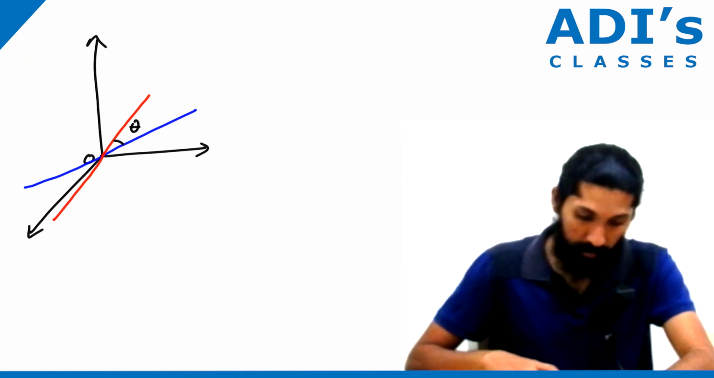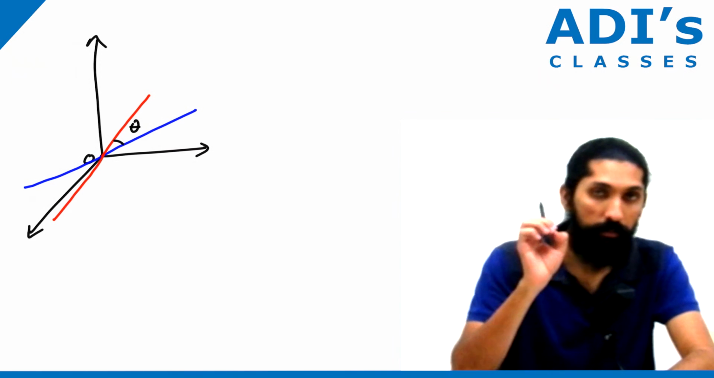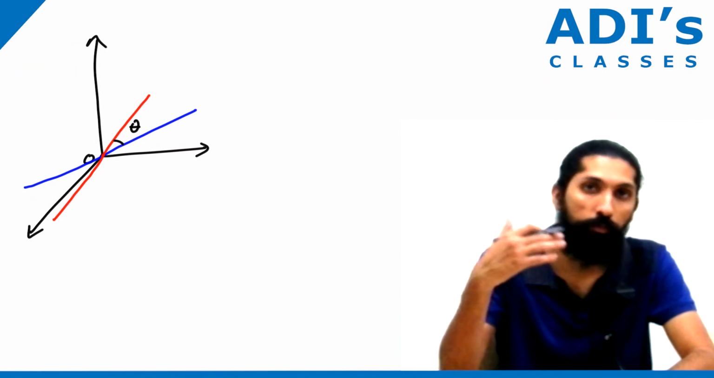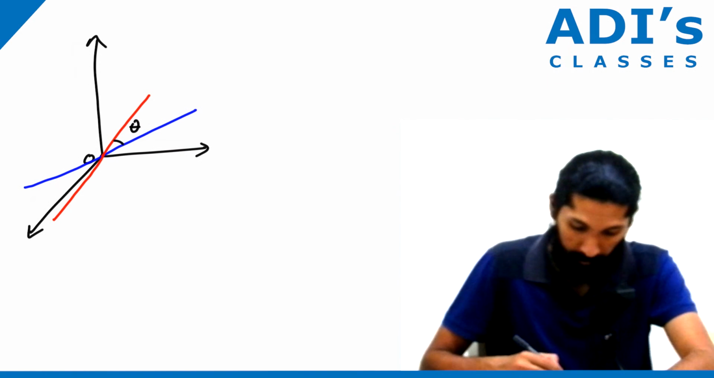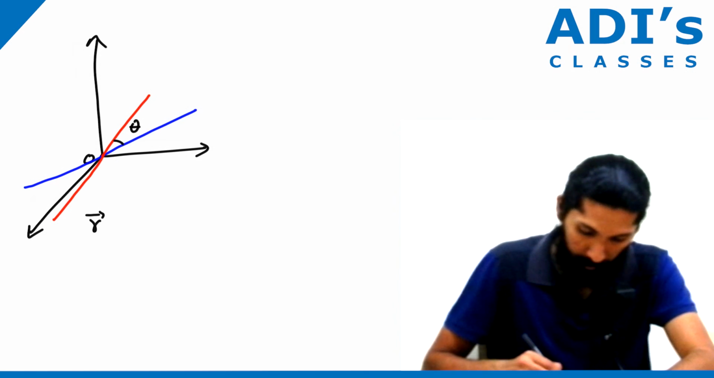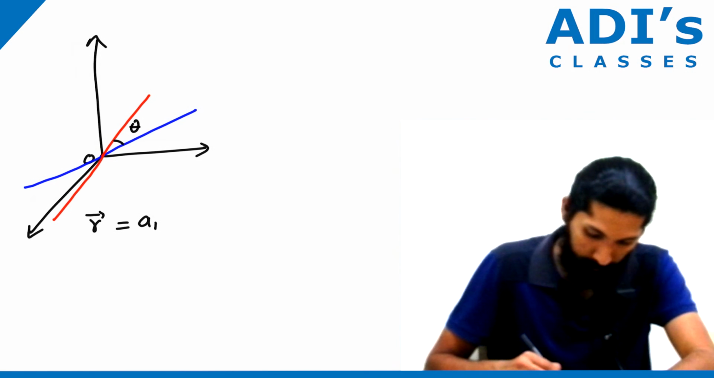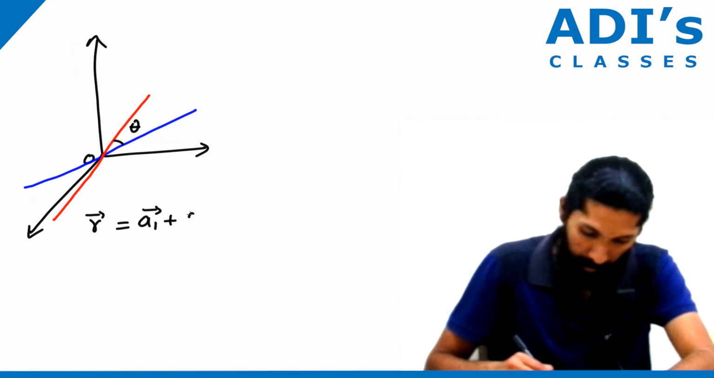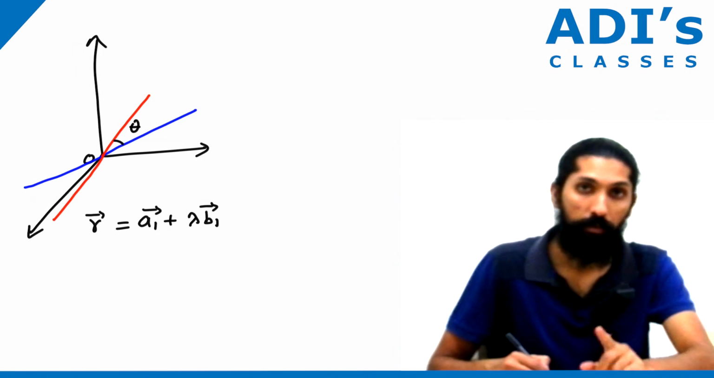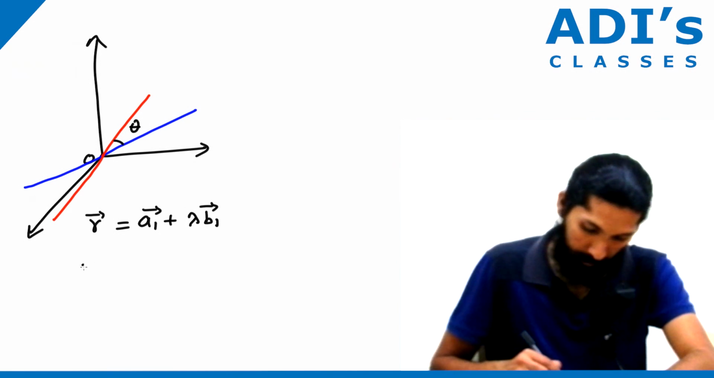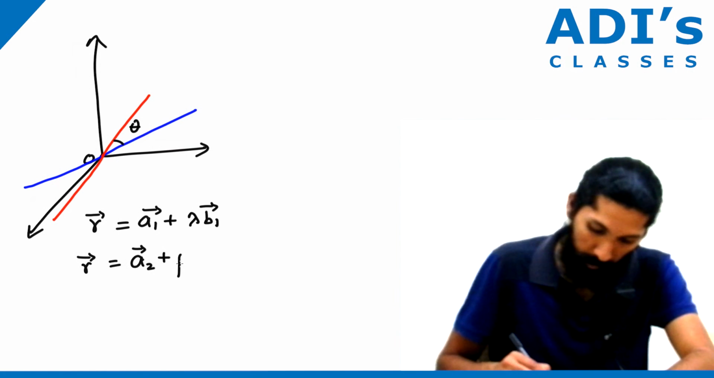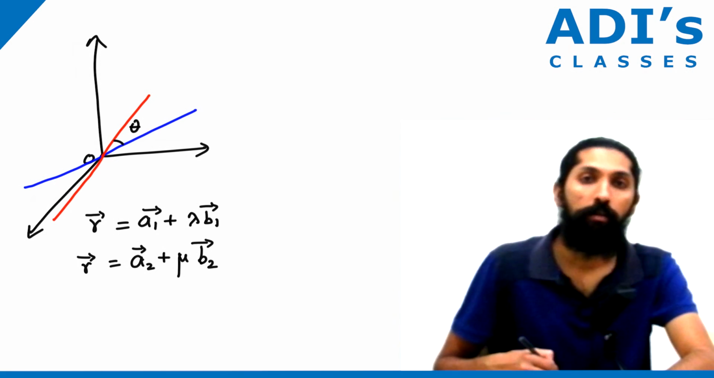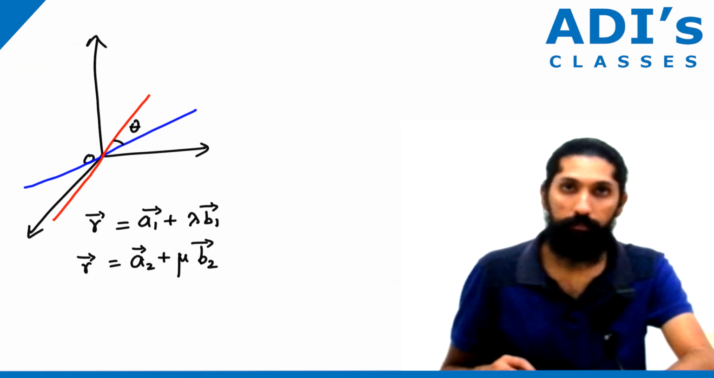Alright. Now, for this, we'll look at it in the vector form first. Then we'll move into the Cartesian form. Now, when we look into the vector form, we can write vector r is equal to a1 plus lambda into b1. First case. Next, vector r is equal to a2 plus some value mu into b2. Two lines are there. Fine.